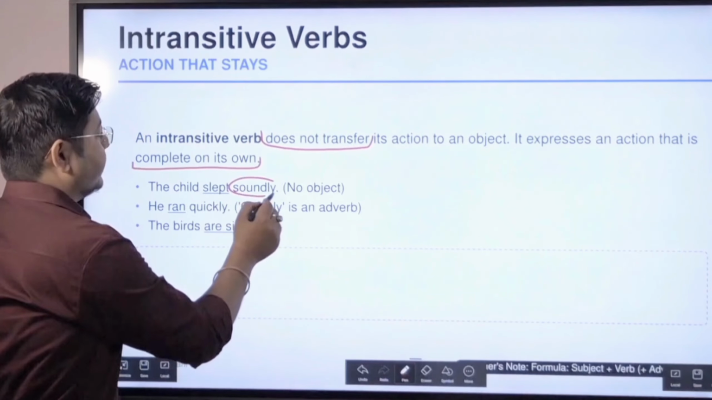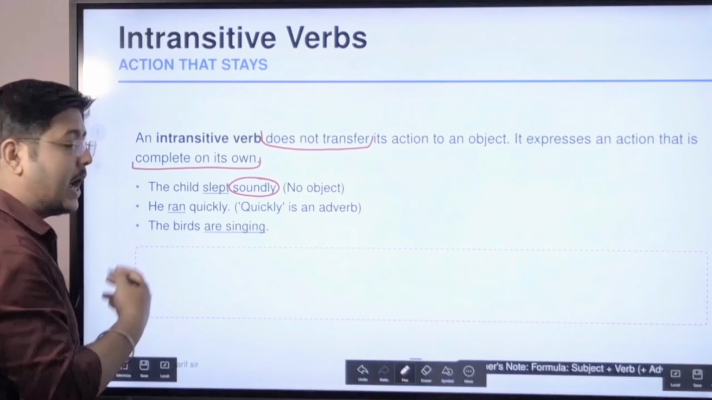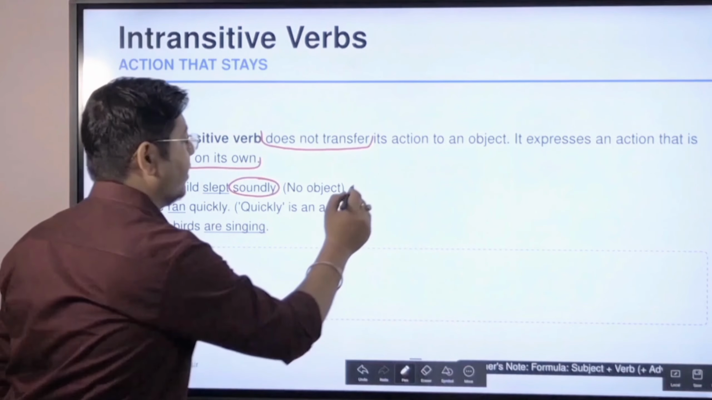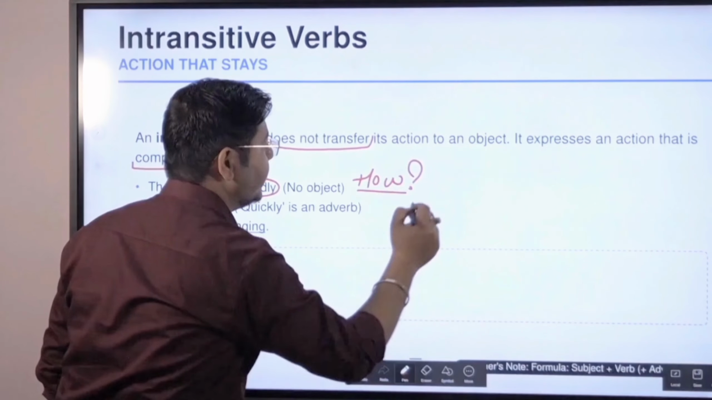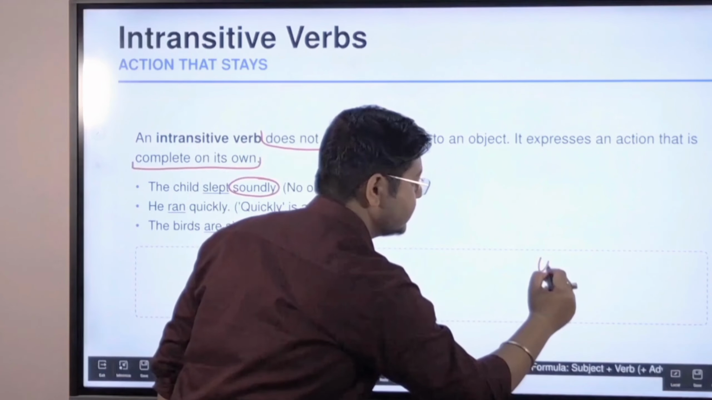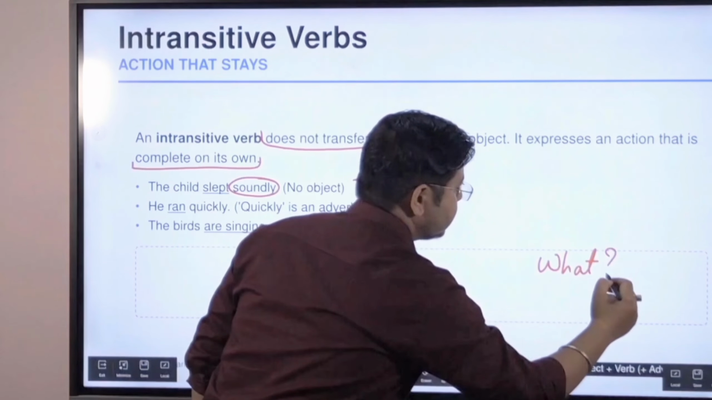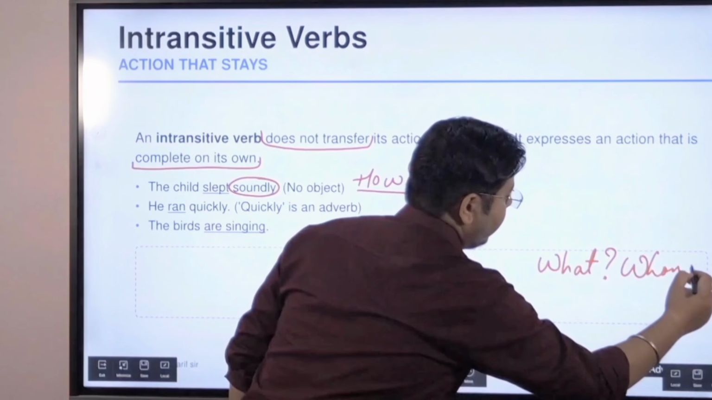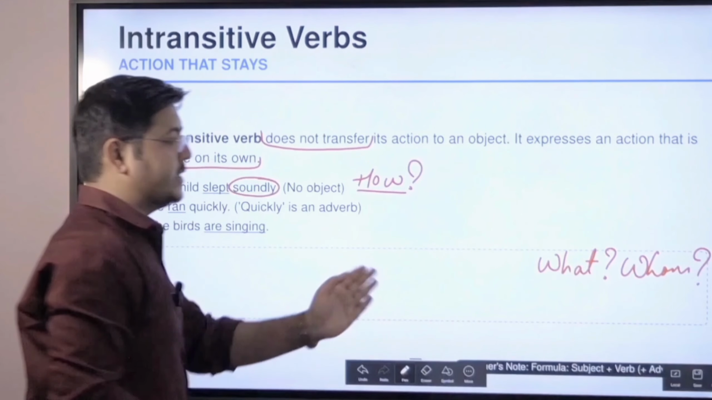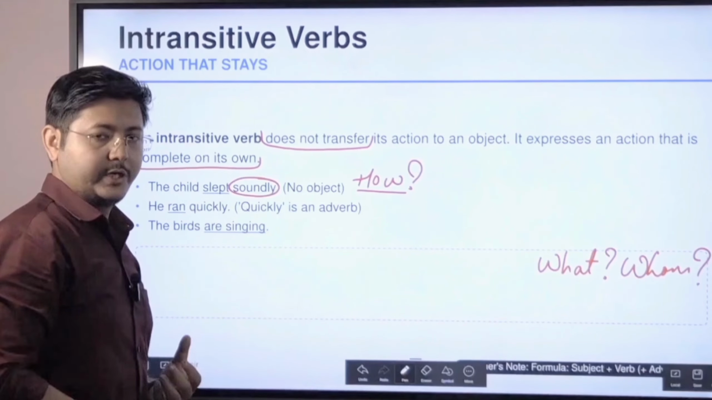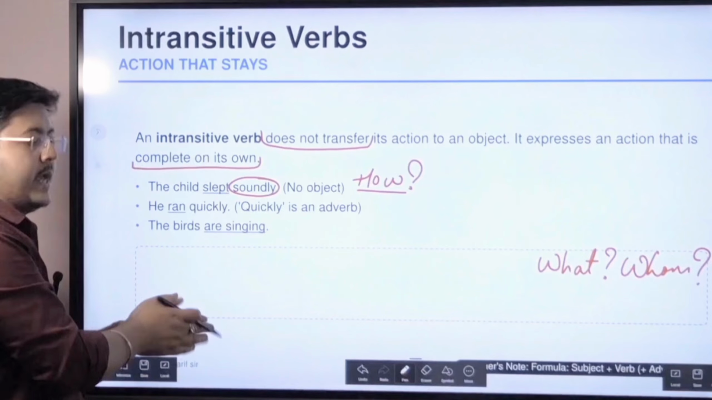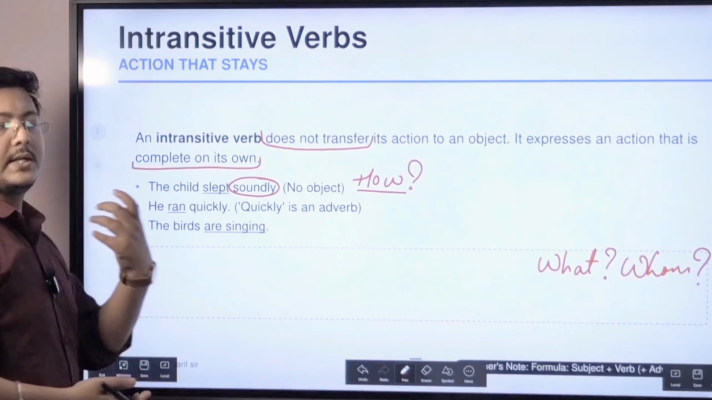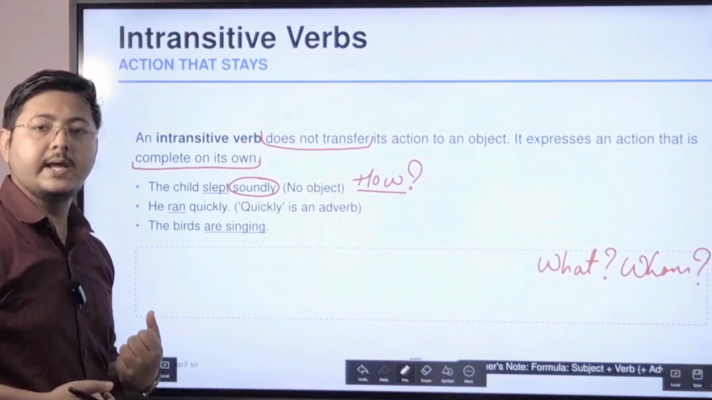You might be thinking that there is a word given here, soundly. However, this word is answering the question how. And if you remember, I told you that you need to ask only the questions, only the words what and whom. If you're not getting the answer to these questions, then you cannot call it an object. So that is why this is not an object. So if it is not an object and the sentence is making complete sense, this verb is an intransitive verb.